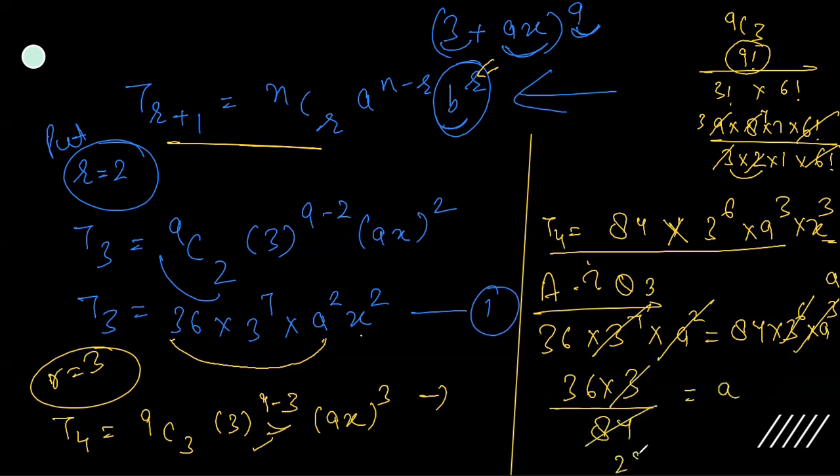Now let's solve it. 36 times 3 over 84 is 108 over 84. I'm cancelling it with 2: 2 times 1 is 2, 8 is 2 times 4, and 2 times 9, and 2 times 7. So a is 9 over 7. The value of a is 9 over 7.